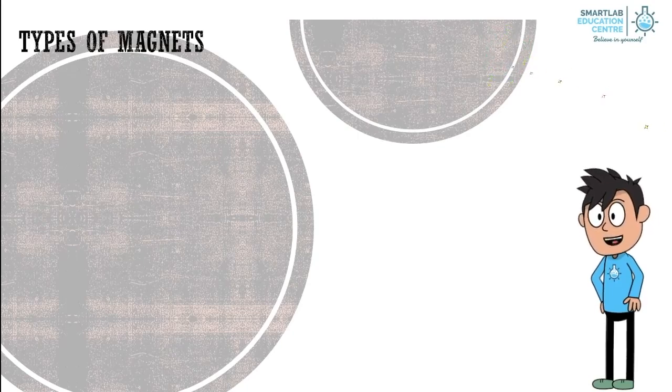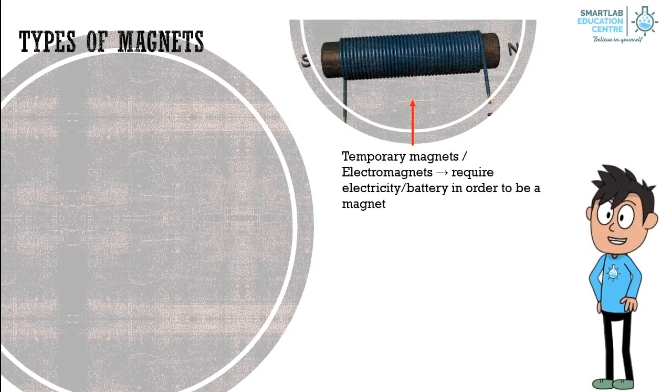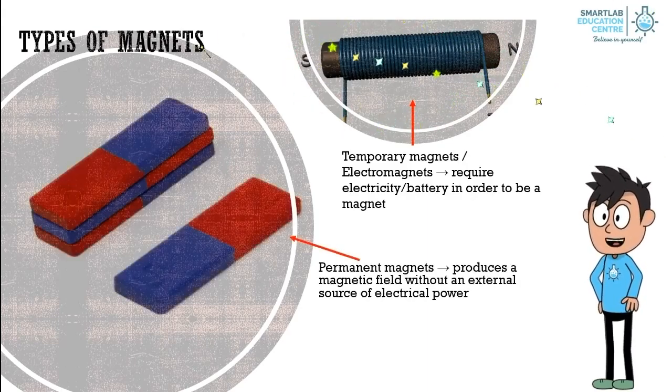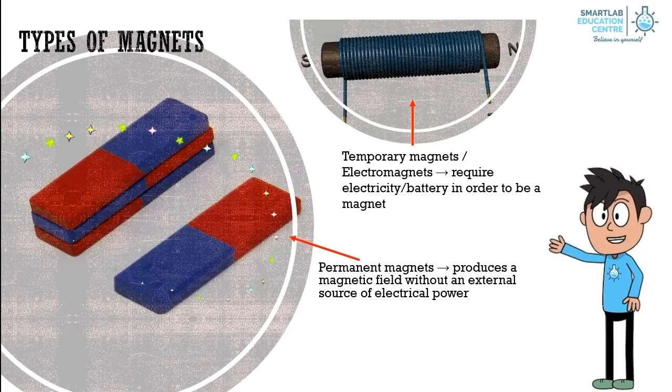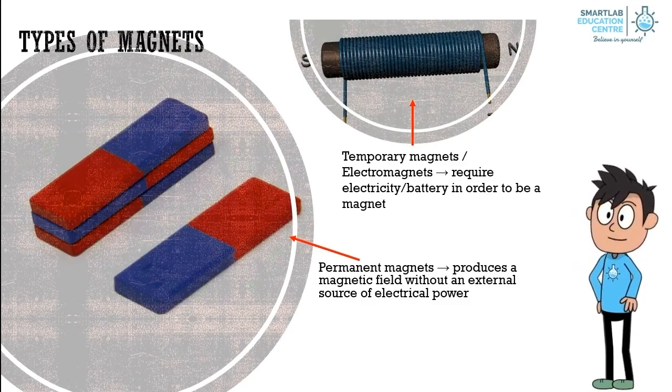There are two types of magnets. First, temporary magnets or electromagnets, as shown in the previous two slides. Second, permanent magnets. These magnets are able to produce a magnetic field without an external source of electrical power.